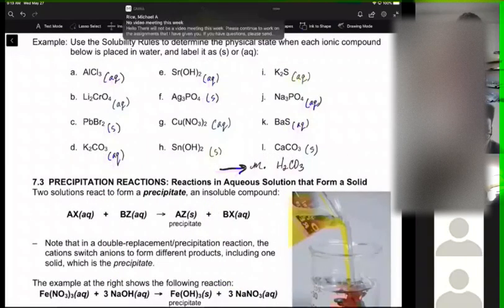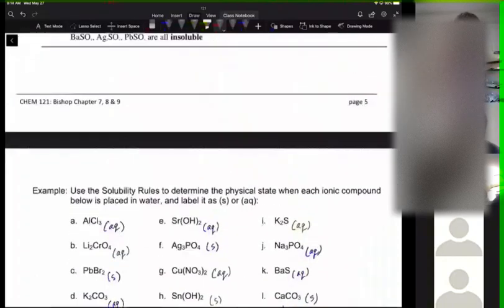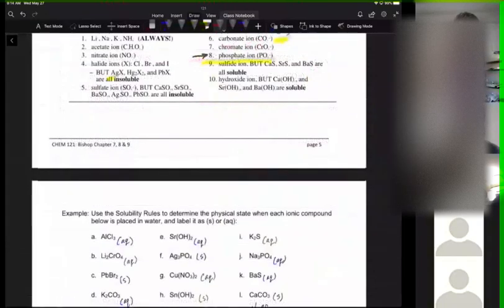C, can you go over C? C, yeah, so rule number 3 gives us the halogens, the bromides. So here's our halogen rule. We have a bromide, but it's paired with lead. Lead is an exception that makes it solid.